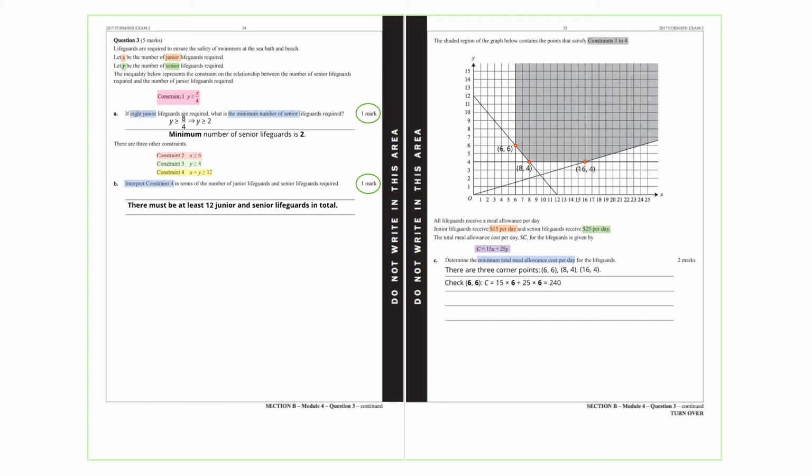We are now going to check the point with coordinates 8 and 4. So C equals 15 times 8 plus 25 times 4, which is 220. We are now going to check the point with coordinates 16 and 4. So C equals 15 times 16 plus 25 times 4, which is 340. So the minimum is C equals 220. This question is worth 2 marks. 1 is for the correct final answer and 1 is for the method.